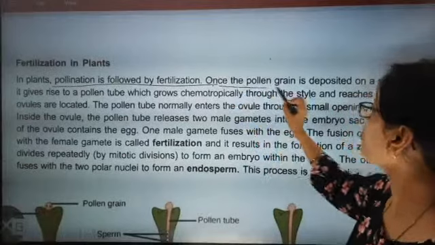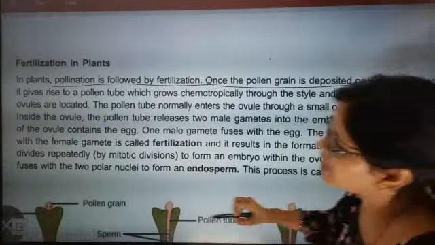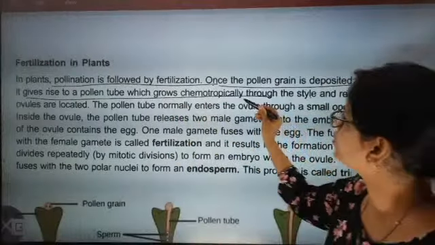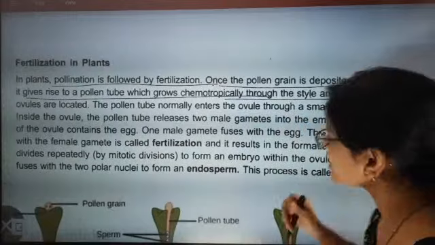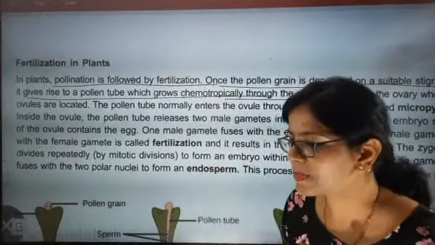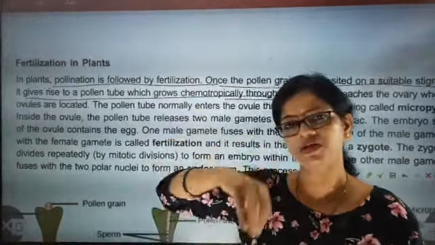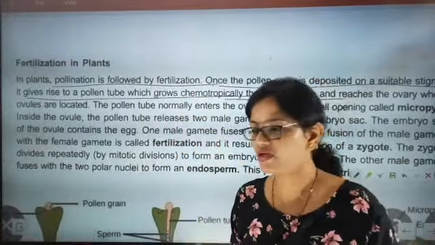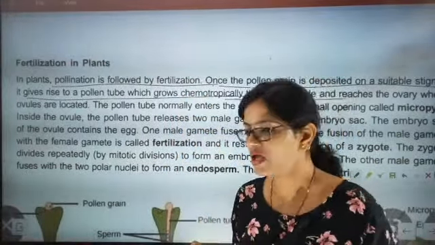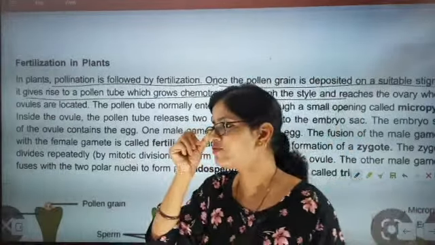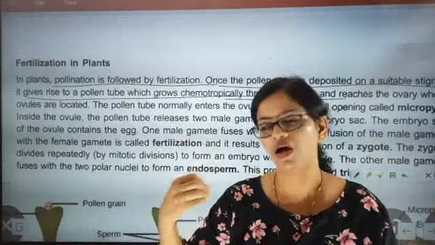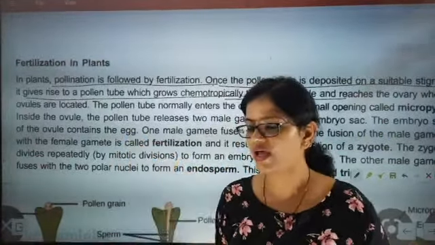Once the pollen grain is deposited on a suitable stigma, it gives rise to a pollen tube, which grows chemotropically through the style, meaning guided by chemicals. Here you have to understand one thing: once the pollen sticks to the stigma of the flower, there is a chemical part that will be guiding it.